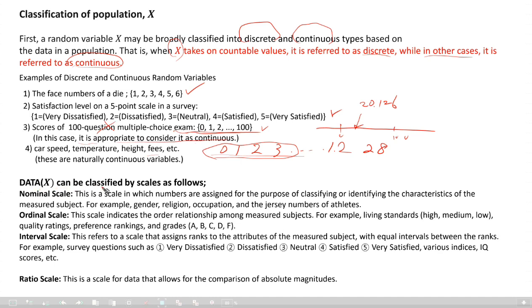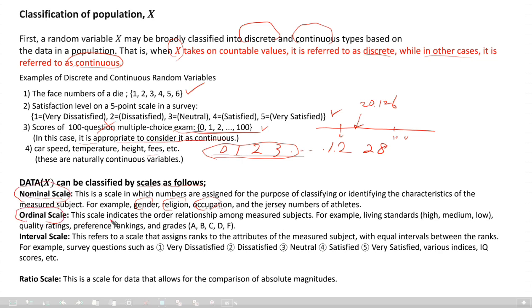Data X can be classified by scales as follows. Nominal scale. This is the scale in which numbers are assigned for the purpose of classifying or identifying the characteristics of a measured subject. For example, gender, religion, occupation. It cannot be measured like a real number. Classified things, and the jersey number of an athlete. That kind of thing we call nominal scale.